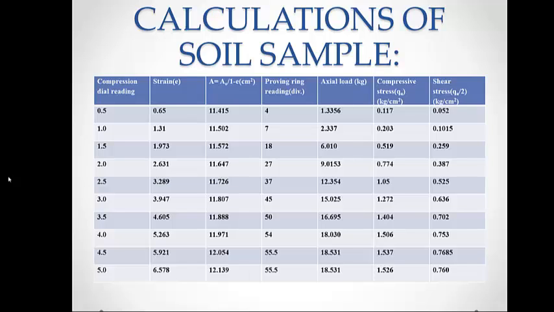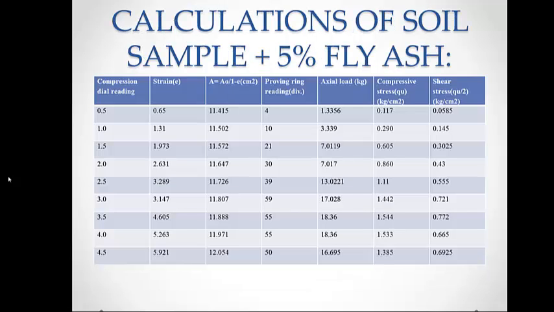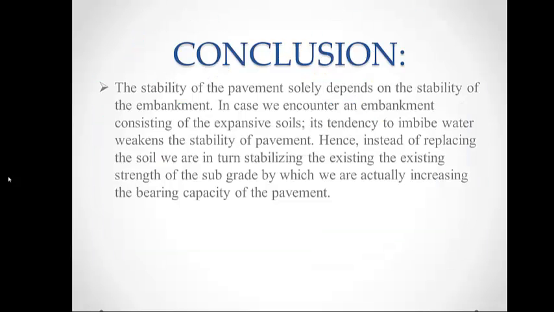This table shows us the results for the UCC soil sample, that is a normal soil sample, and the ultimate shear strength and the compressive strength that are obtained. This tabular form gives us the results for the normal soil sample and also the 5% fly ash, for which the compressive strength and also the shear strength are found.